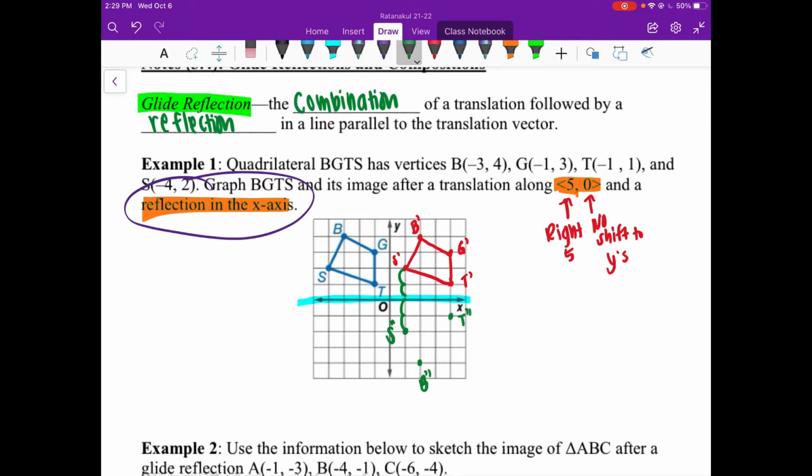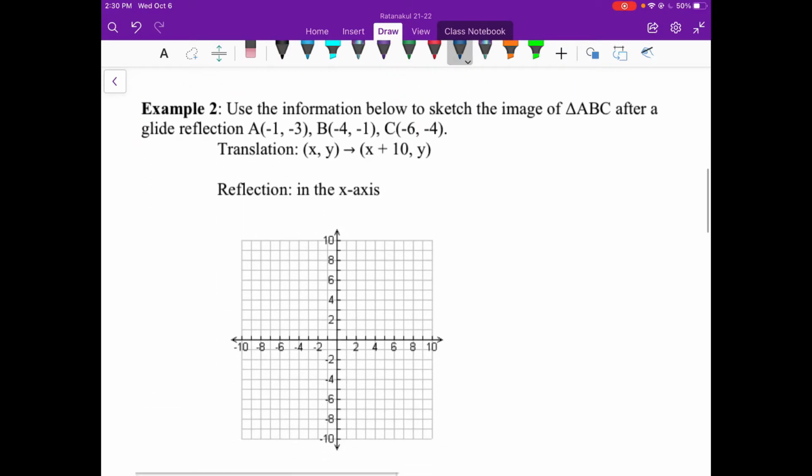I'm going to do the same thing with my other letters, and again, you're just going to mark it with a double prime, because this is the second time that you're shifting the object. So your final image that you would submit would be the green one here. We translated first, so we shifted everything right 5, and then you took this image and you reflected it over the x-axis. So your final image is the double prime image, your green one.